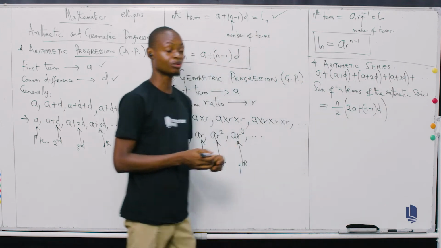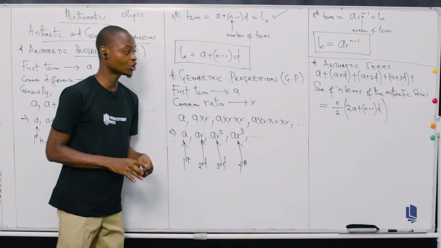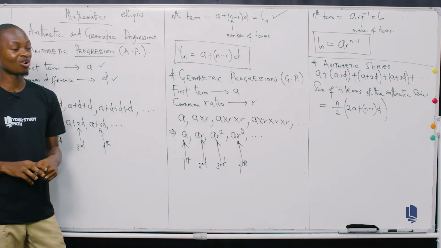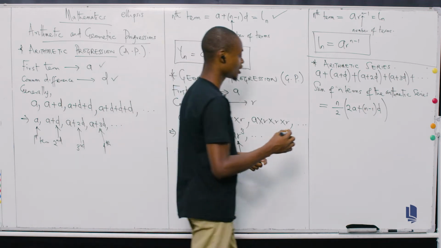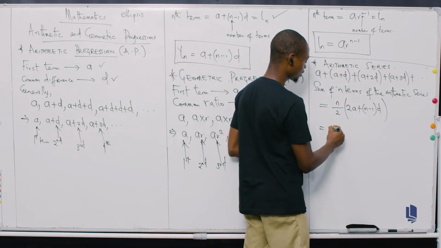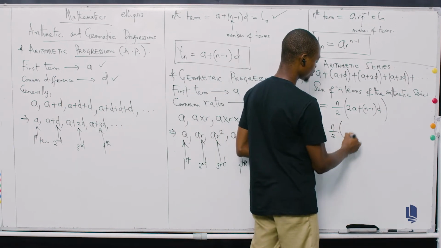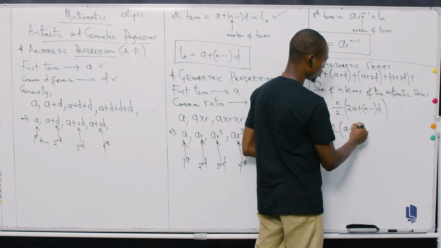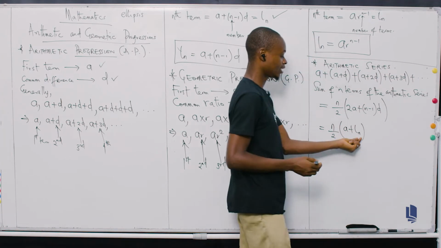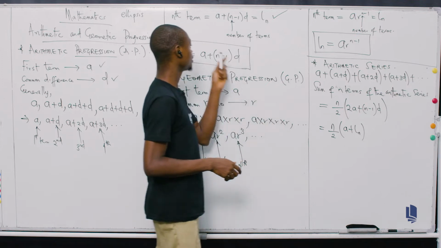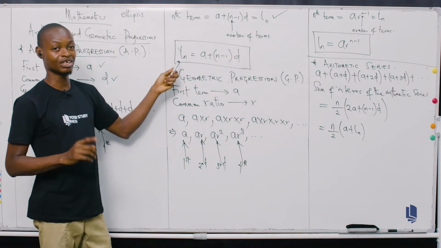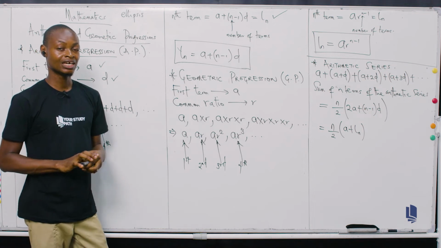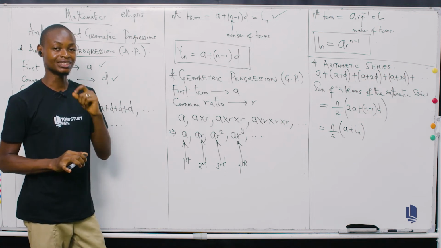This is a very, very important identity for the sum of the first n terms of the arithmetic series. Another way of writing this formula is n over 2 into bracket a plus ln, where ln, of course, is the nth term. Not the last term, the nth term. That is a very, very important identity. It is never the last term, it is the nth term.